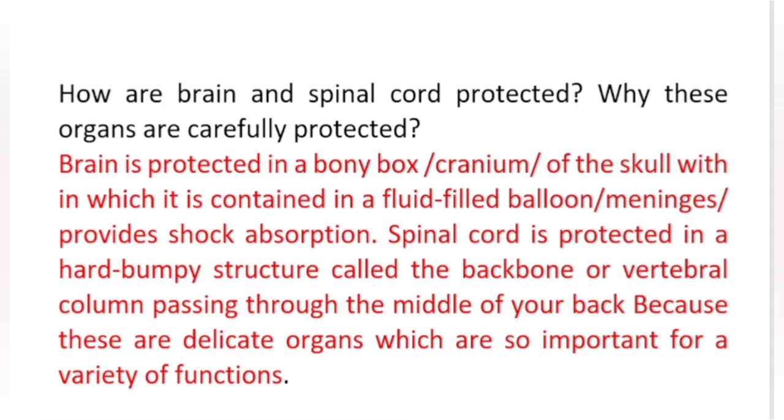How are brain and spinal cord protected? Why these organs are carefully protected? Brain is protected in a bony box, we call it as cranium of the skull, within which is contained a fluid filled balloon or meninges. It provides shock absorption. Spinal cord is protected in a hard bumpy structure called the backbone or the vertebral column, passing through the middle of your back. Because these are delicate organs which are so important for variety of functions, so they are well protected.